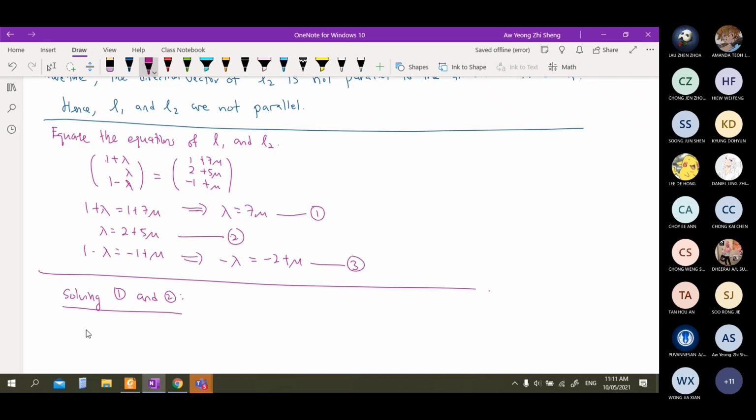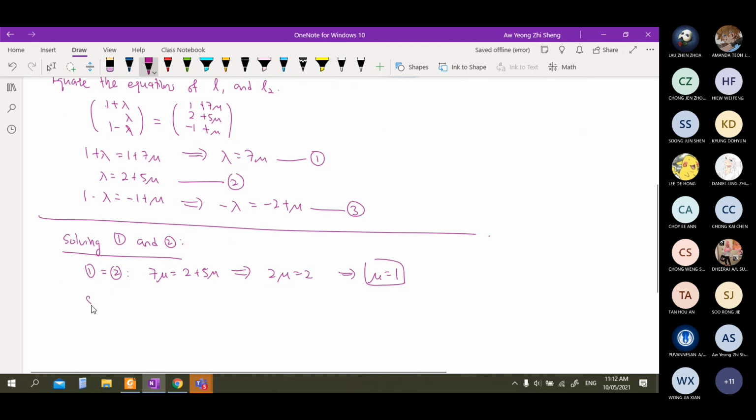1 and 2 happen to have the same left hand side, so we can conveniently equate them. 7 mu is equal to 2 plus 5 mu, which means 2 mu is equal to 2, which means mu is equal to 1. Sub mu equals to 1 into either equation 1 or 2. Into equation 1, that would be convenient. Lambda is 7 times 1, that means lambda is 7.